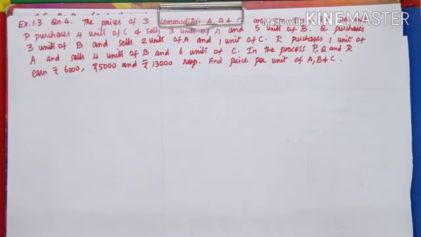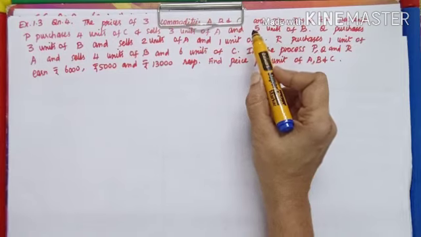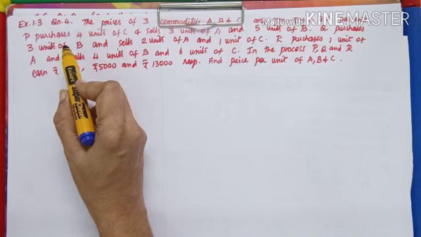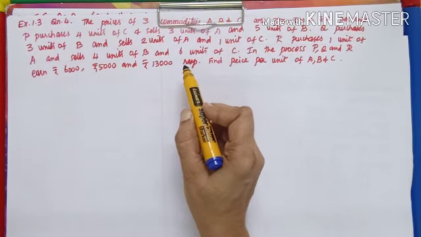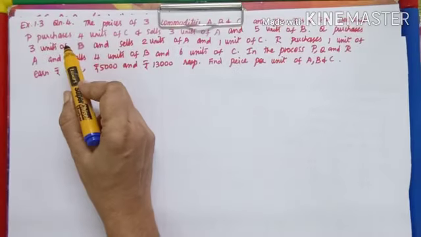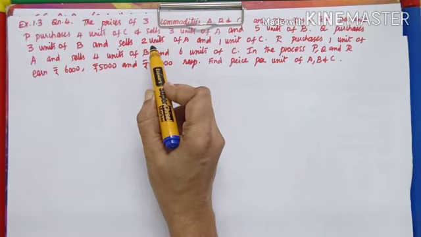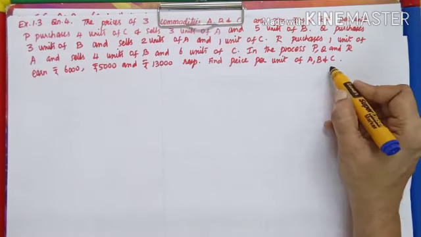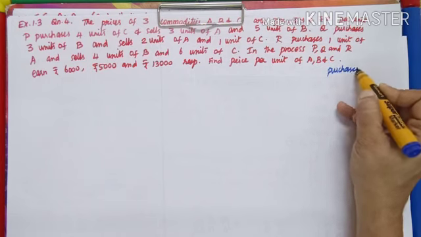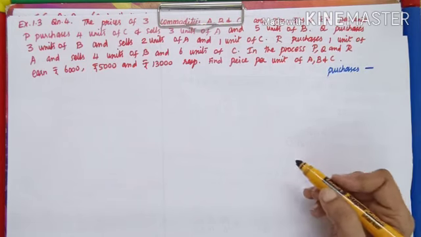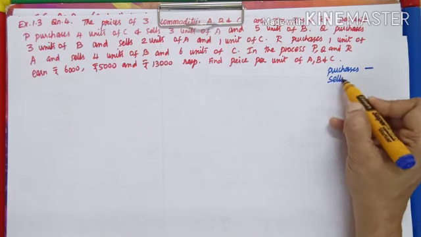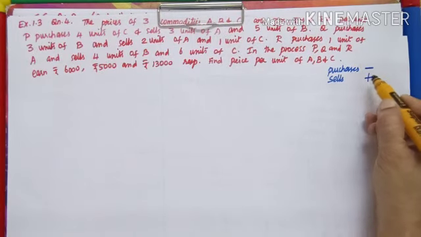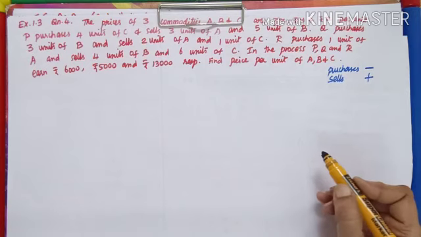Question number 4. Prices of 3 commodities A, B and C are X, Y, Z per unit. P purchases, sells. See, in this question, we are given two things. Purchasing is given, selling is also given. When you purchase, you have to give money from your pocket. So, purchases, treat it as negative because you have to give money. But when you are writing sells, you are selling and money comes into your pocket. So selling you treat as positive, purchasing you treat as negative.